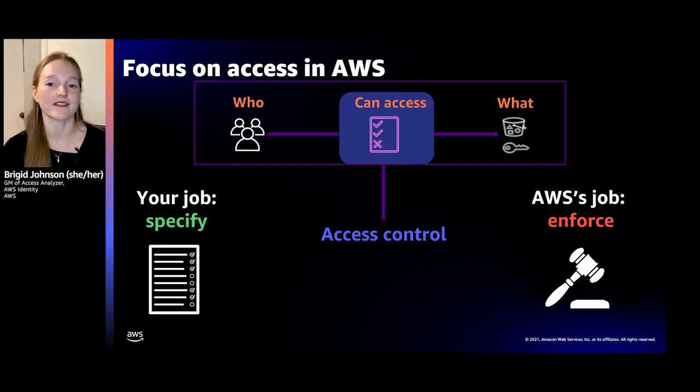And how do those access controls come to life? Well, there are two parts. The first part is your job: it is your job to specify the access controls. Who can access what, and under what conditions? And you do that using policies. We help you with a lot of tools, and that's what we're going to talk about a lot here today, specifying that access. And then you have AWS's job. Our job is to enforce. So for every request that comes to AWS, we enforce the access that you define and allow or deny it.